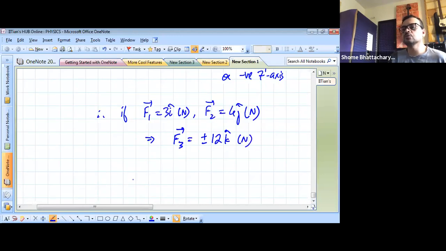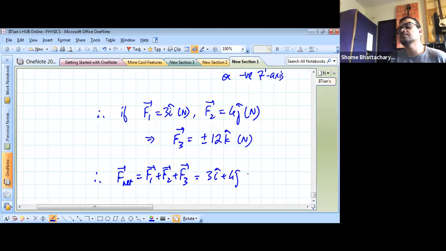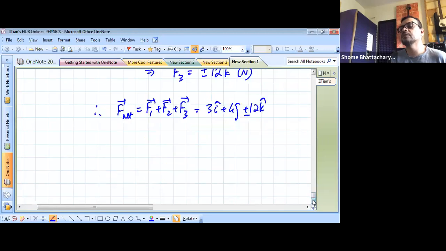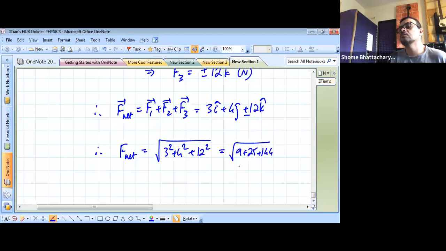It will have to be in one of those directions. So therefore, the net force, the sum of these three, will be 3i cap plus 4j cap plus 12k cap, or it can also be minus 12, depending on which directions. Okay, so the magnitude of this will just become root of 3 square plus 4 square plus 12 square. So that is 9 plus 25 plus 144.